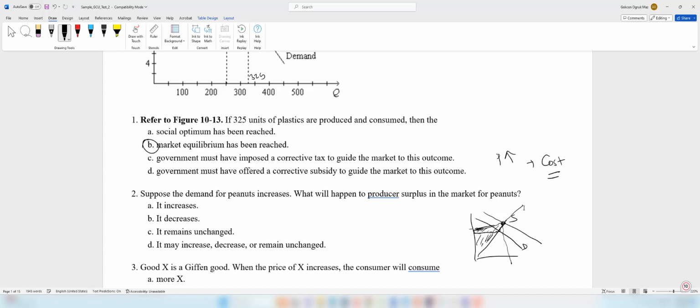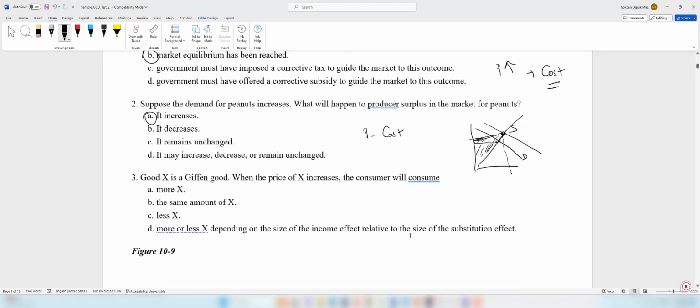When the price increases, producers are earning more per unit and the cost doesn't change. Therefore, producer surplus, which is the difference between price and willingness to sell, which is the cost, is going to increase. So the right answer is A. Let's go to the next one.